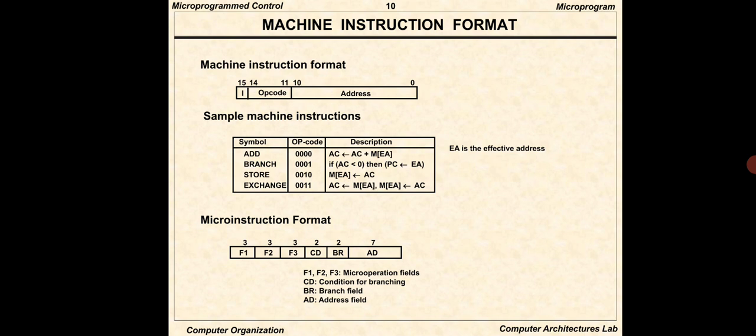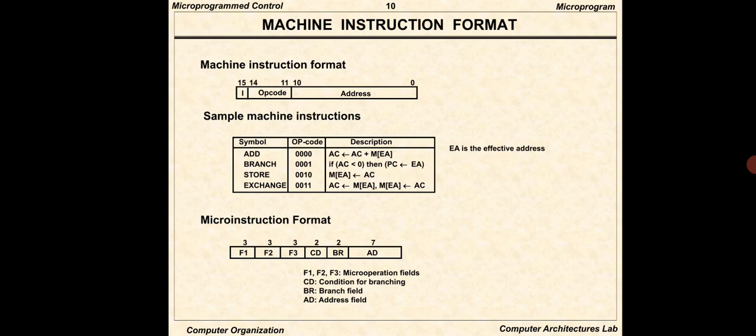What is the machine instruction format of this particular micro program control unit? The machine instruction format is a total of 16 bits. The MSB, bit 15, is your I, which indicates whether you are going with a memory reference instruction, a register reference instruction, or some other instruction. Next, you have 4 bits of opcode. Next, we have a total of 11 bits of address.